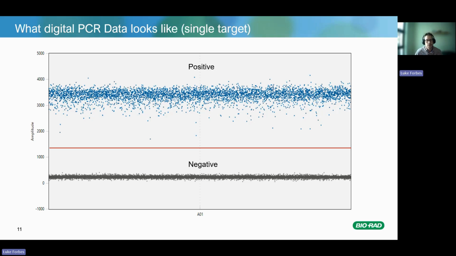Just to note that this is a 1D target, so it's just a single target versus a negative. So let's say FAM versus a negative, not a dual label or something like that. So you're only looking at one target at a time.